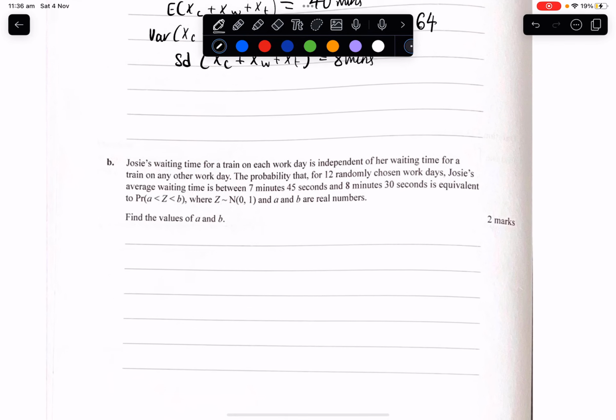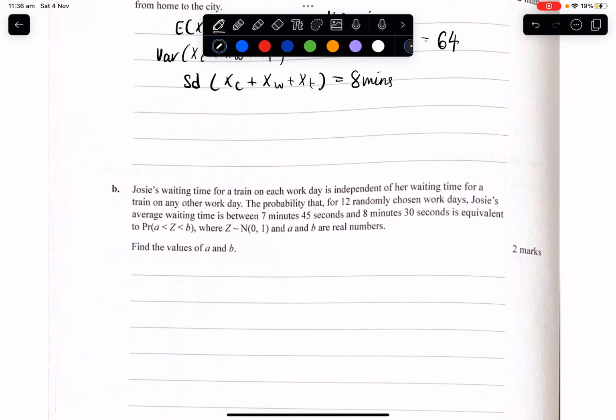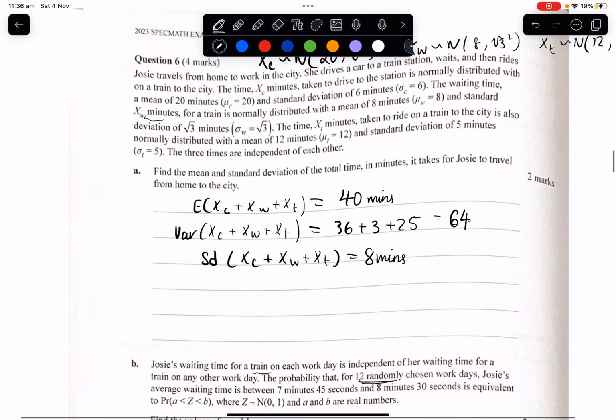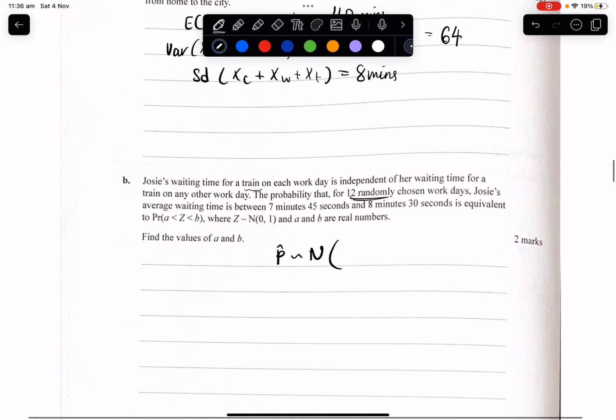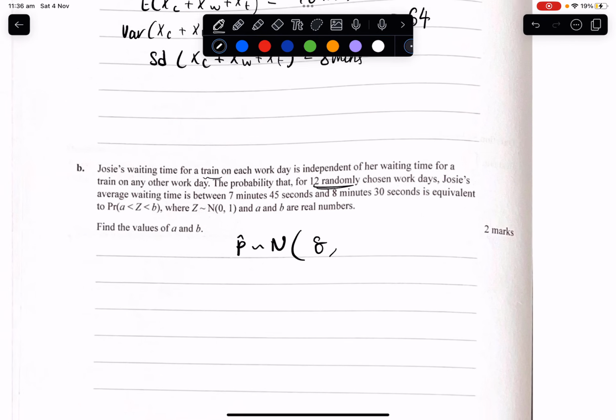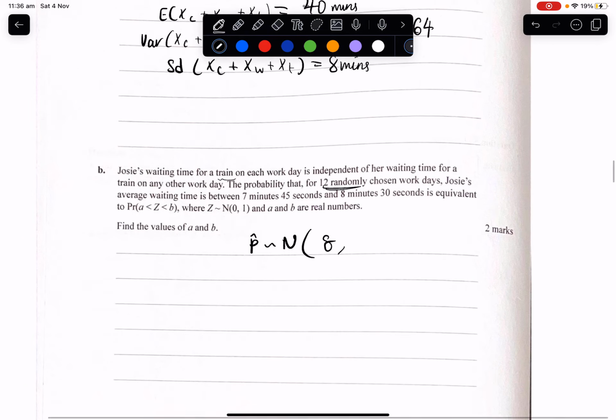Now, we've just got a sample size, so you can say X bar is normally distributed. The mean is the same as the mean of the waiting time for the train. So that was XW, which had a mean of 8. But the standard deviation is √3 over the square root of n. So that's √(1/4), or 1/2, all squared.